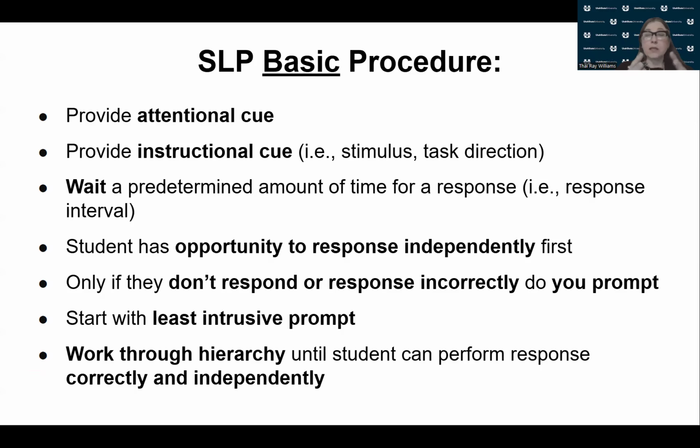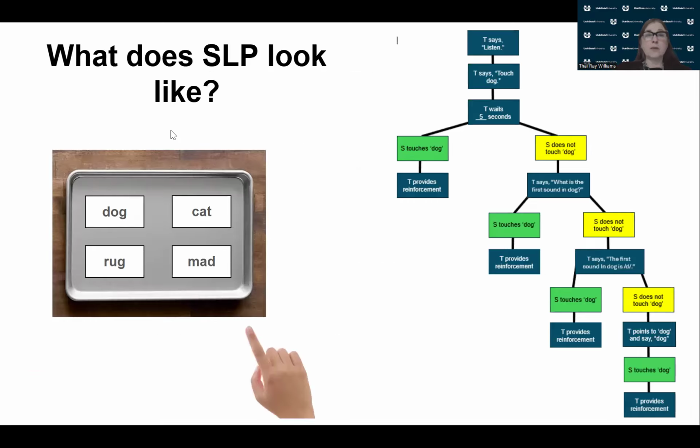You start with the least intrusive prompt and then work through the prompting hierarchy until the student can perform the responses correctly and independently. So again, these are the basic steps for the system of least prompts. And so let's actually see what that looks like. And so in this example, what we want the student to do is we want them to touch dog. So we want them to be able to read or identify the word dog when given an array of 4 options.